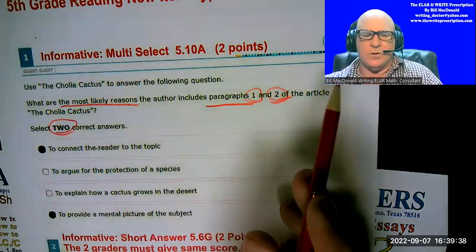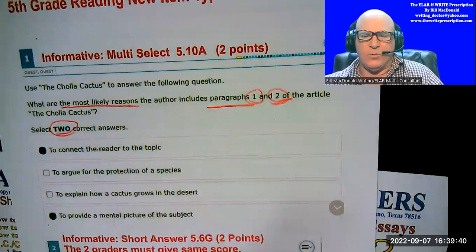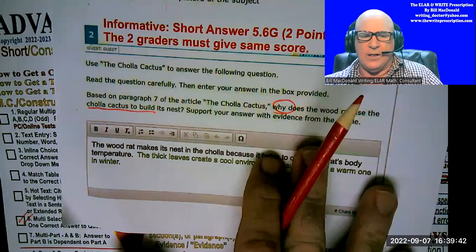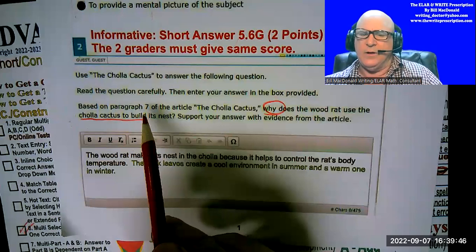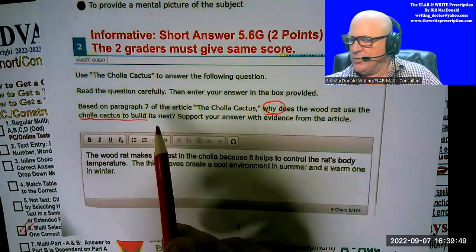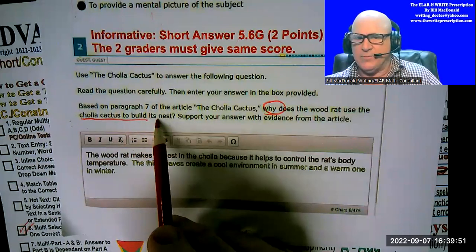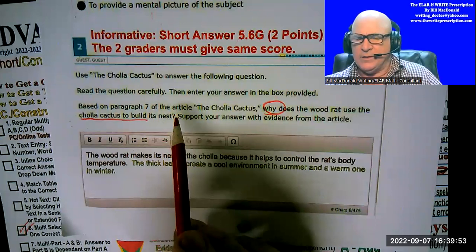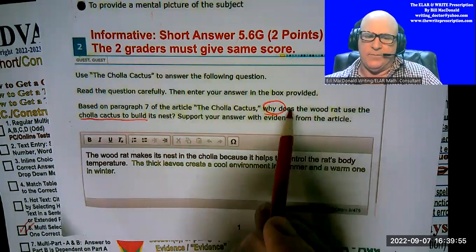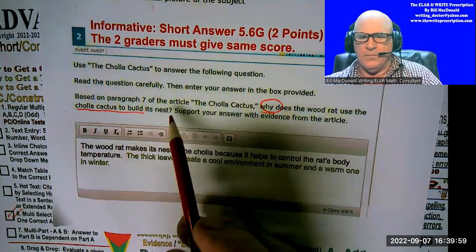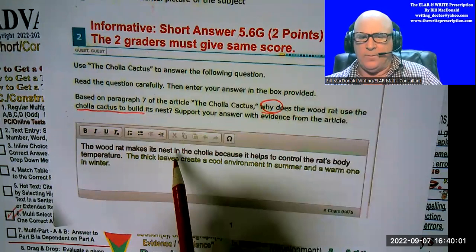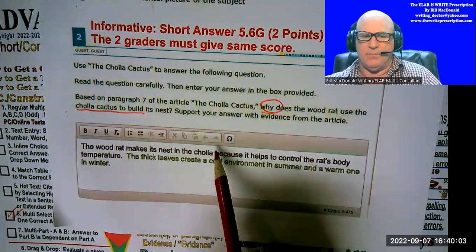Okay, so why does the wood rat use the kala cactus to build its nest? What's the answer? And then support your answer with evidence. So red light, yellow light to get 2 points. The wood rat makes its nest in the kala because it helps to control the rat's body temperature.